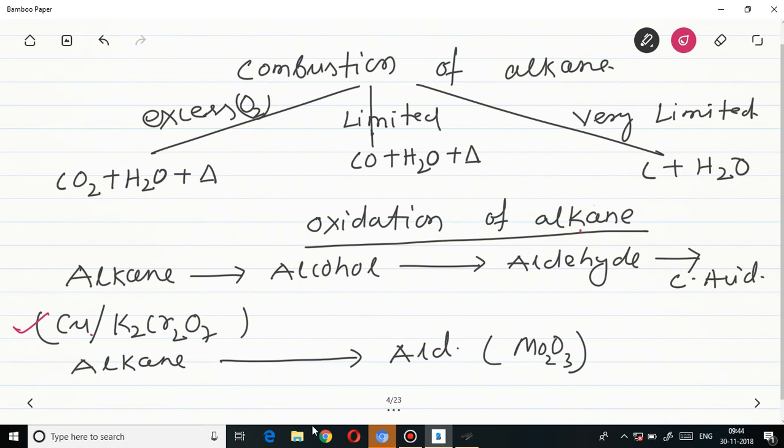But if I don't use these reagents, and I use a reagent molybdenum oxide, this is a somewhat slow oxidizing agent. So this slow oxidizing agent will convert alkane into aldehyde. It will not go further.